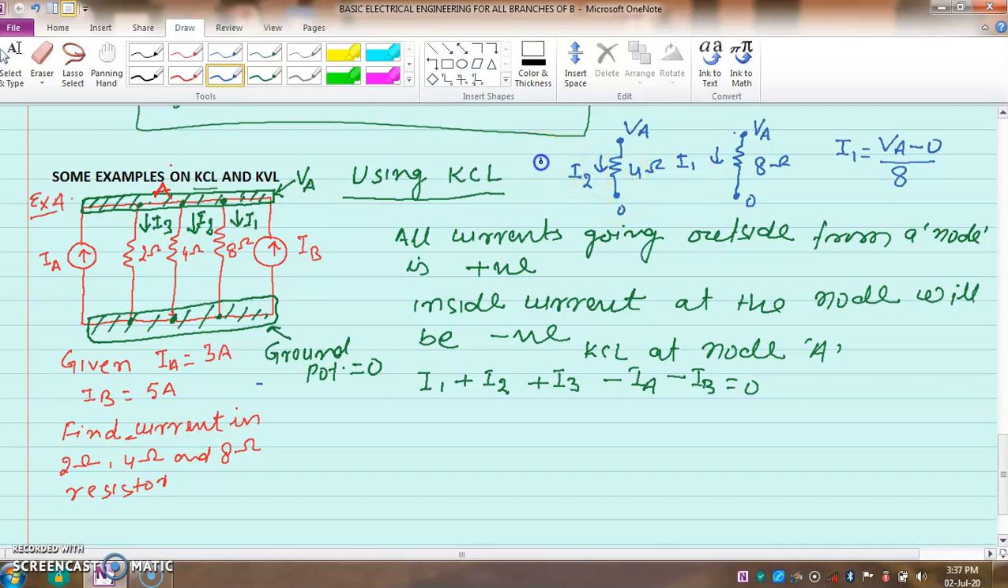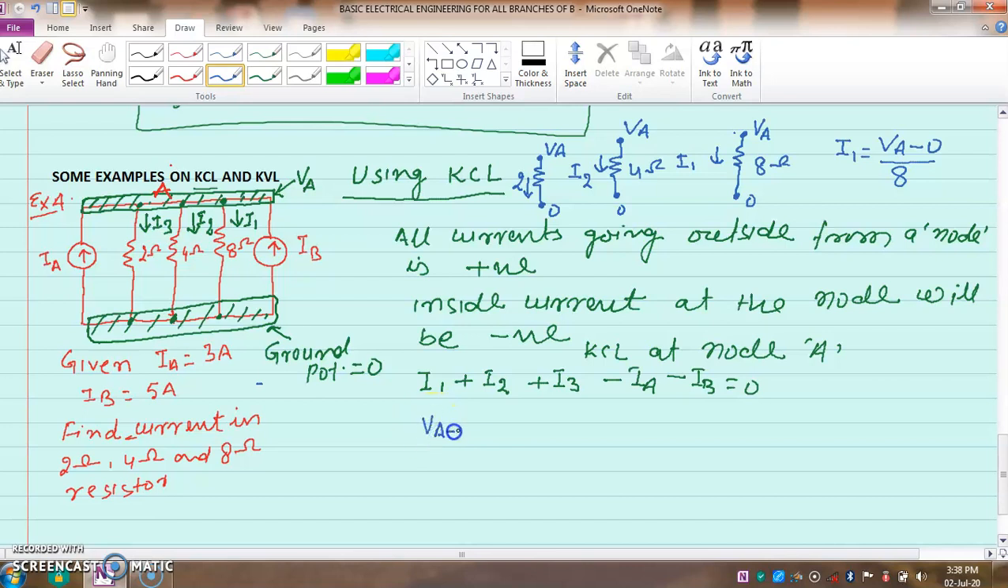Again you come to I3. This is 2 ohm. Again here the voltage is VA and here the voltage is 0. So I3 will be VA minus 0 divided by 2 as per Ohm's law. This is called potential difference divided by resistance. So I am writing this value for I1.